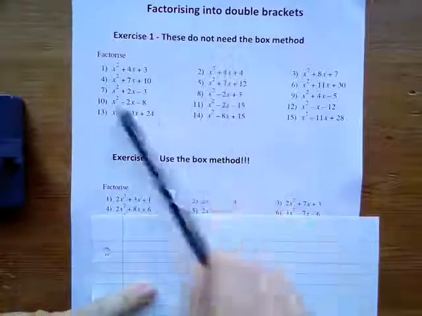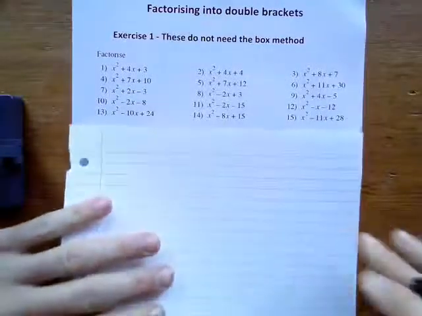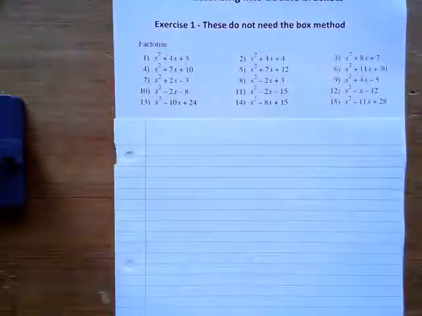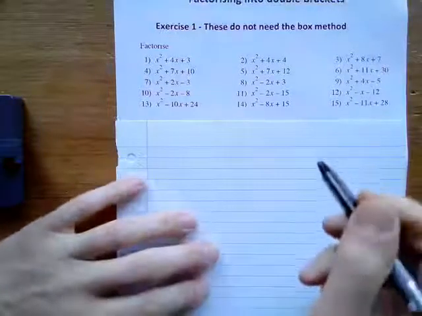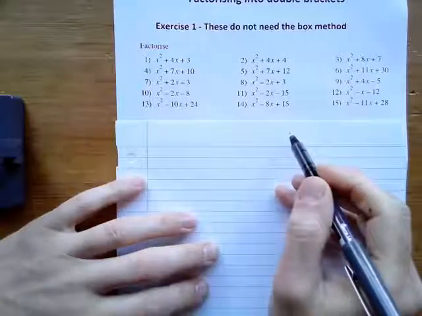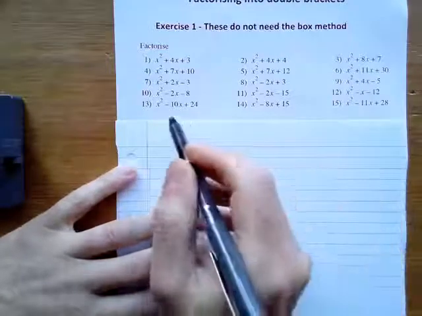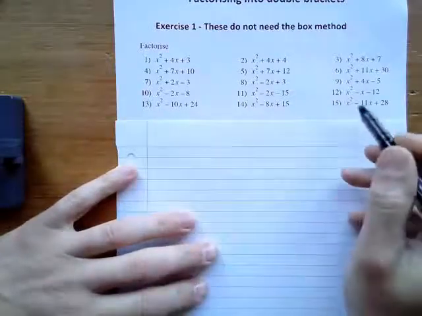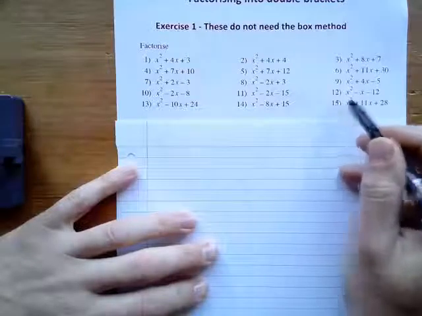Now, these ones here, you wouldn't need a special method for. You should all be able to do these. Well, let me just remind you by doing a couple of them for you. I want one with a minus and one with a plus. I'll do these two here, 12 and 15.